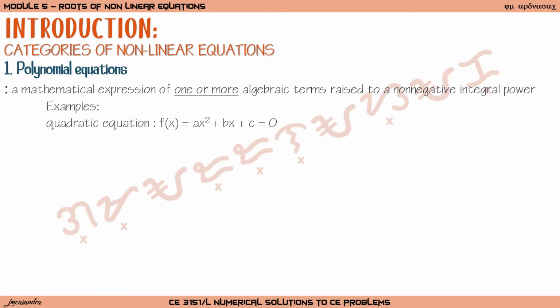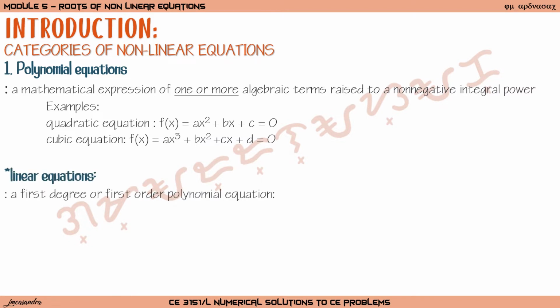So examples we have are the quadratic equation, function of x is equal to ax squared plus bx plus c equal to 0. We have our cubic equation, function of x is equal to ax cubed plus bx squared plus cx plus d equal to 0. We also have another example of polynomial equation, which is our linear equation, which is a first degree polynomial: ax plus b equal to 0.